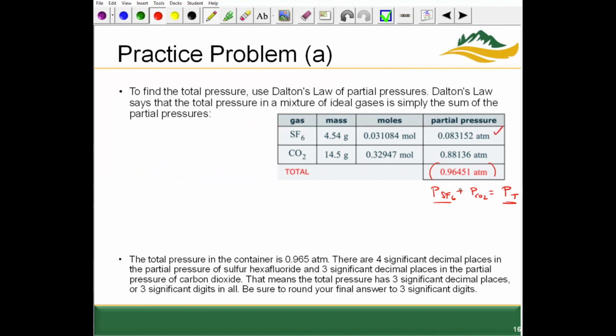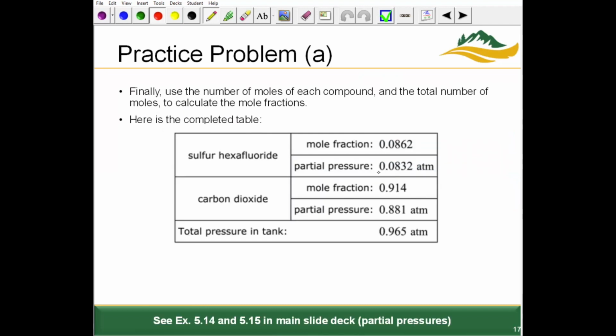That means we take this pressure in atmospheres from sulfur hexafluoride plus this pressure in atmospheres from carbon dioxide, then we get that total pressure in the end. This amount plus this amount comes out to 0.96451. We haven't yet dealt with sig figs. We need to round all these pressures to 3 sig figs, so 0.0831, and the 5 bumps this up to 2, so 0.0832 atmospheres. So 0.0832 atmospheres, we got that answer.